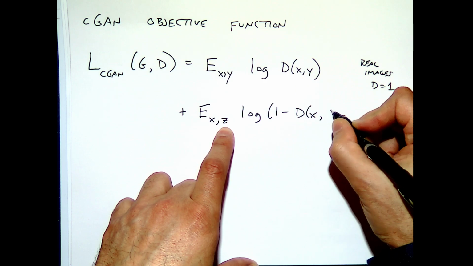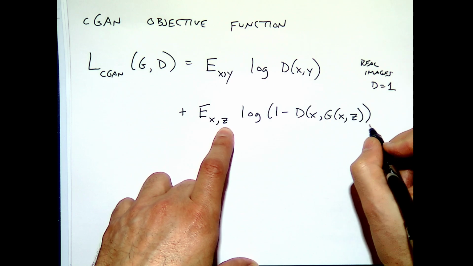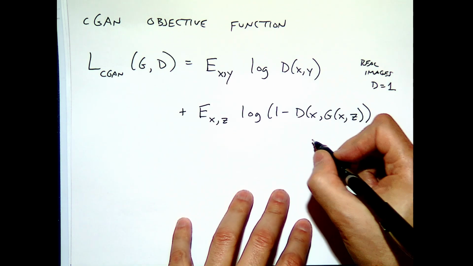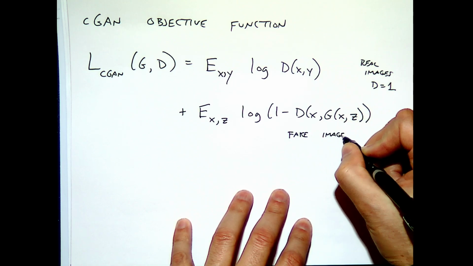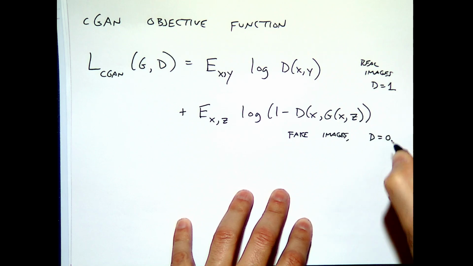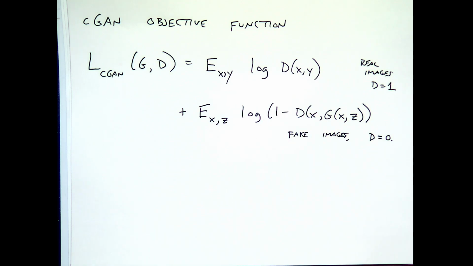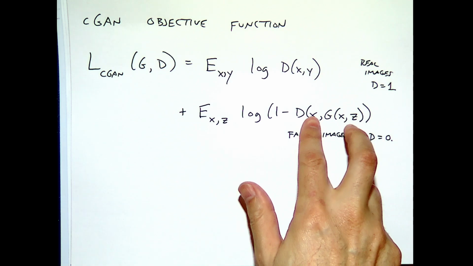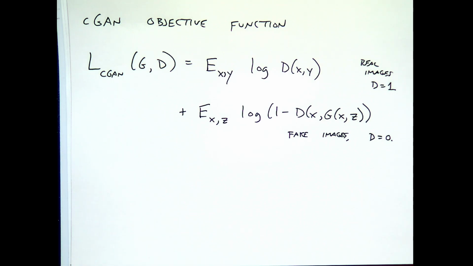And what I want here is, this is like saying, fake images. I want D to be 0, right? So what I'm doing is, instead of feeding it an original pair X, Y, I'm feeding it X and whatever comes out of the generator, right? So this is a fake image. G is trying to minimize this thing, and D is trying to maximize this thing. So it's the same trade-off of this minimax problem where they're trying to compete against each other, right?